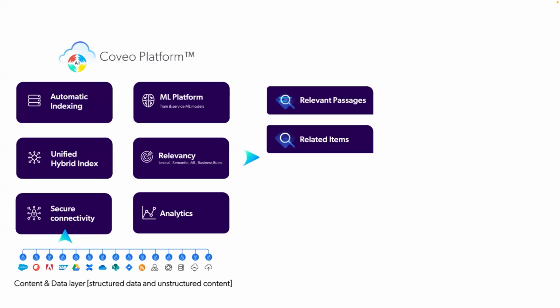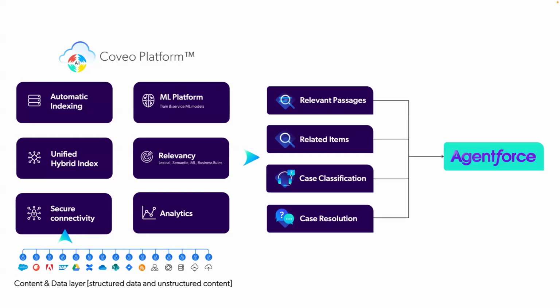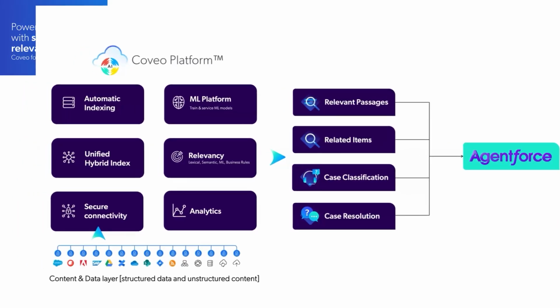We feed Agentforce with relevant passages to solve an answer, related items to get resources that are relevant to the issue at hand, case classifications to help route the case being worked on to the right group or the right team, and finally, case resolution by tapping into our proprietary prompt and our proprietary case resolution and answer generation capabilities, getting Agentforce better answers to solve cases. Ultimately, we bring all of that into Agentforce to significantly improve value as well as capabilities for large enterprises that have complex relevance and complex indexing needs.